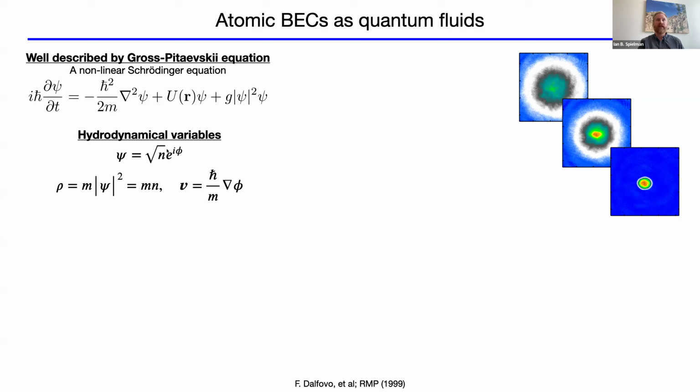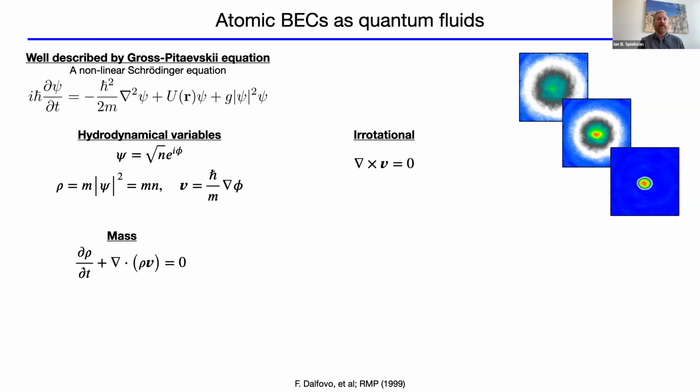It's convenient to convert to hydrodynamic variables, meaning we're going to express the wave function psi in terms of the square root of its density times the exponential of a phase. The density in mass terms, because we're actually thinking about hydrodynamics, is related to the square of this field, and the velocity is related to the gradient of the phase. Because the velocity comes from a phase gradient, we know the fluid is irrotational. So this then is the first profound distinction between this fluid and a classical fluid.